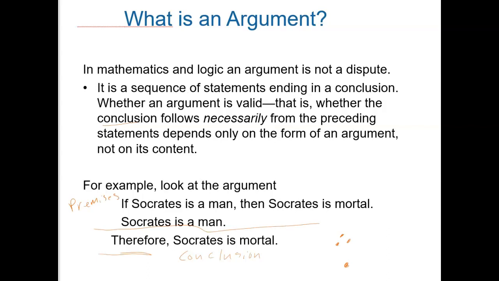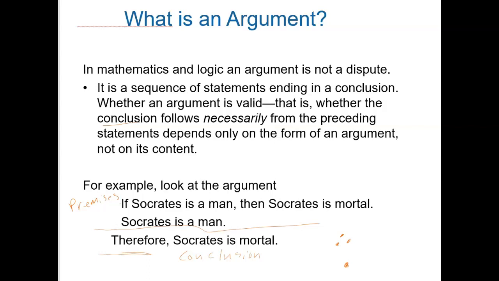So I'm saying that if Socrates is a man, then Socrates is mortal, and that Socrates is a man. These two things I'm saying, and you just take that as truth. And then I'm saying, knowing those two things, you can conclude that Socrates is mortal.